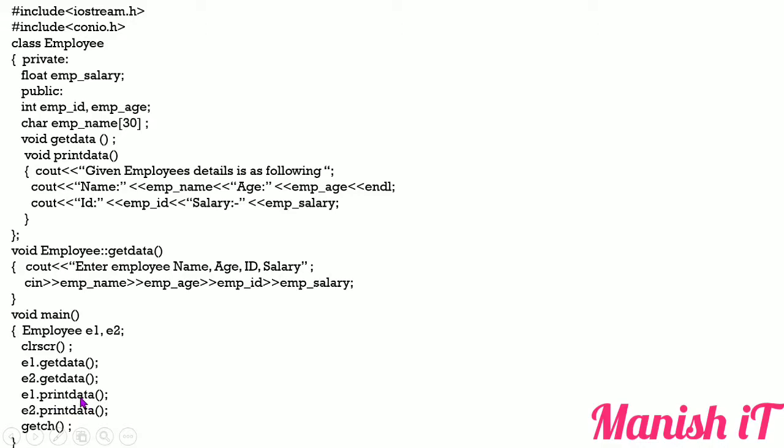And once again it comes to e1 print data. The print data definition is here, so our compiler comes here, executes all these lines, exits from the print data function and comes to the next line in our main function: e2 dot print data. After execution, it exits from the print data function and comes to getch.